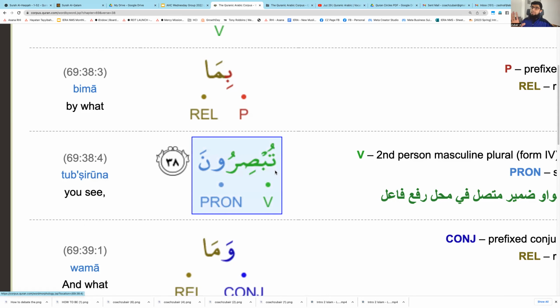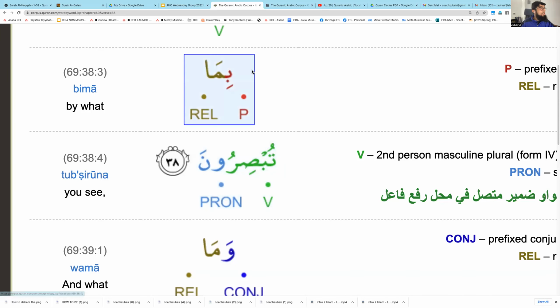For the basic rule, the ta is for you and the waw noon is for plural. So this means you all. Because of the waw noon, you will translate it as you all. If there was no waw noon, it would just be you. Is that part clear? If it's not clear to anyone, let me know. Raise your hand, type in the chat, say something. And I'll show you that chart as well.